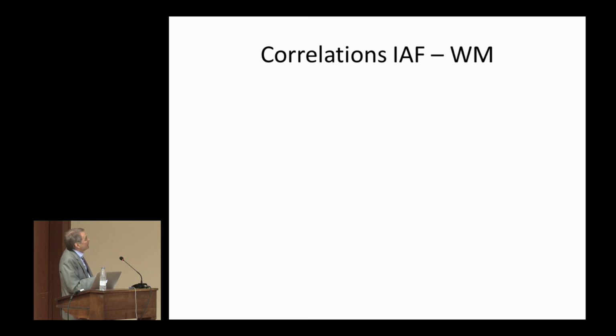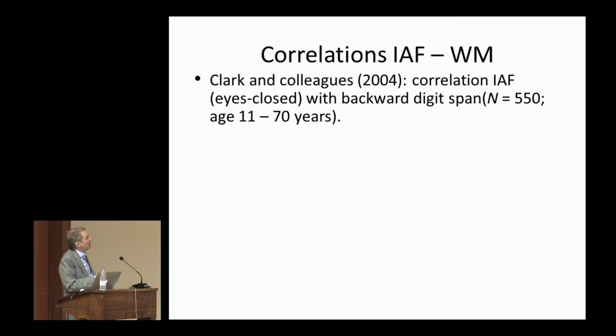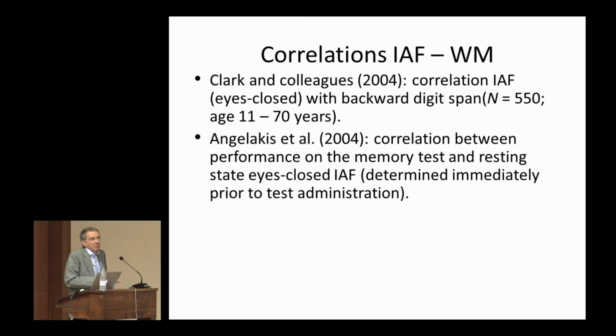So the correlations, Clark study, this was done 2004, very big, and they found a backward digit span correlation just with the backward digit span. They found it with a regression analysis where the individual alpha frequency and age predicted the relation to backward span. Then you have these 2 studies by Angelakis, and they found actually very puzzling results.